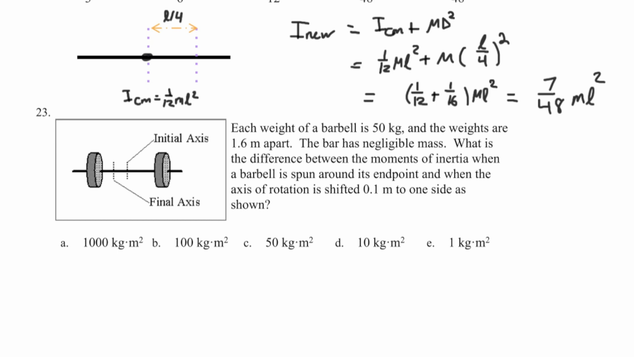Each weight of a barbell is 50 kilograms, and the weights are 1.6 meters apart. The bar has negligible mass. What is the difference between the moments of inertia when the barbell is spun around its endpoint versus when it's shifted 0.1 meters to one side, as shown?